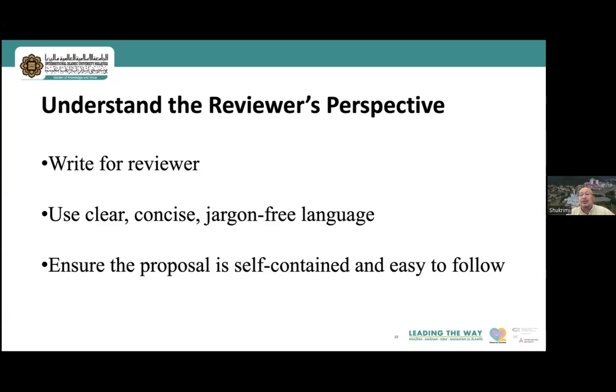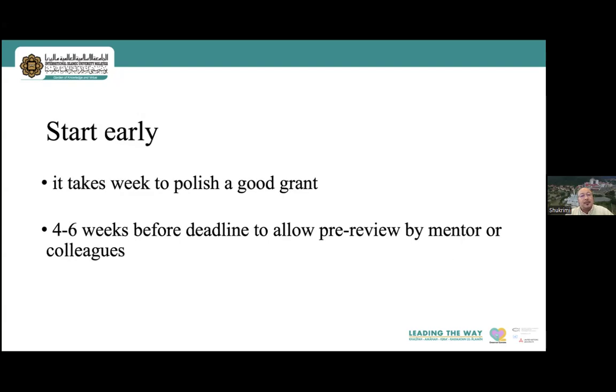So for that, we must use clear, concise, and jargon-free language. Very simple, so it is easy to catch the reviewer's interest, and ensure the proposal is self-contained and easy to follow. So it must be very clear. They are reading your proposal for the first time. They may not be experts in that field, but you must write it properly.